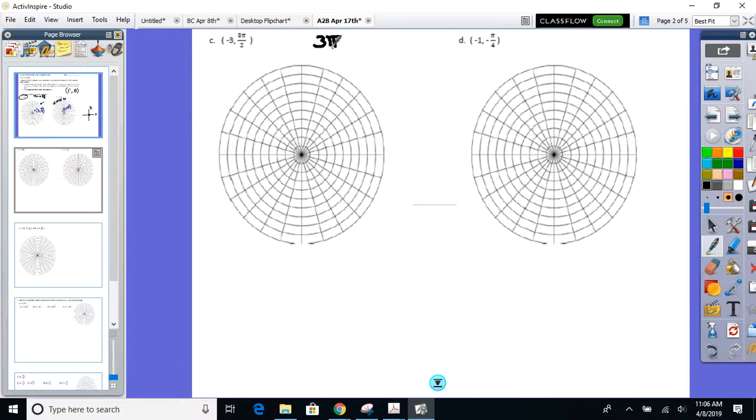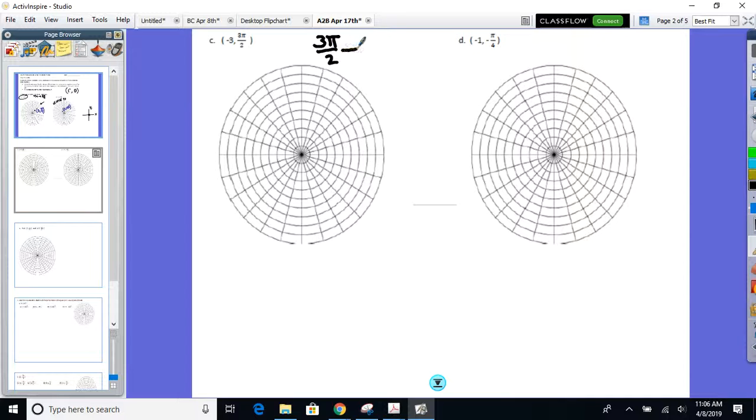Three pi over 2 is the same as what, if you don't remember where that is? It's the same as 270. If you wanted it at a 12, it would be 18 pi over 12, so you have to count 18 spots around. But here it is right here. And I don't need this marked at all. You guys, I'm just showing you for teaching purposes.